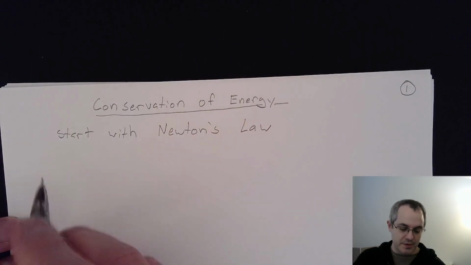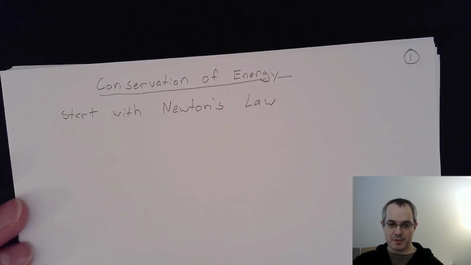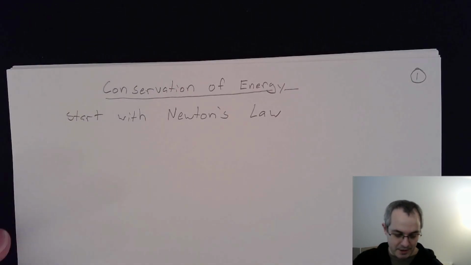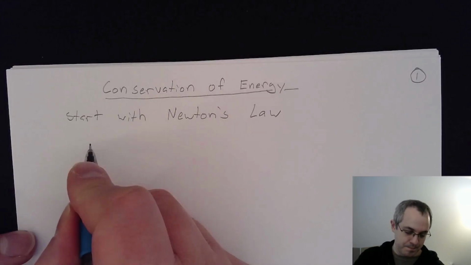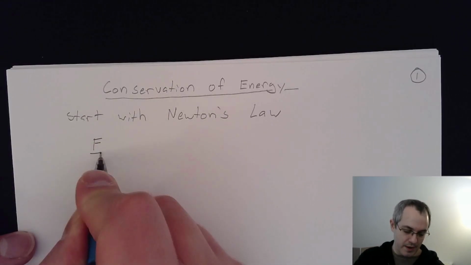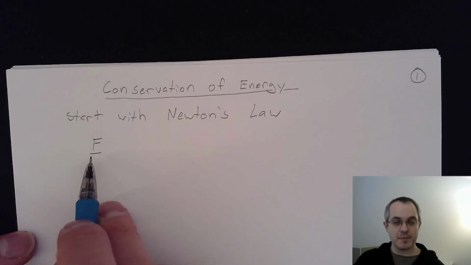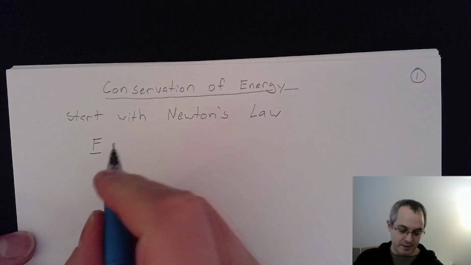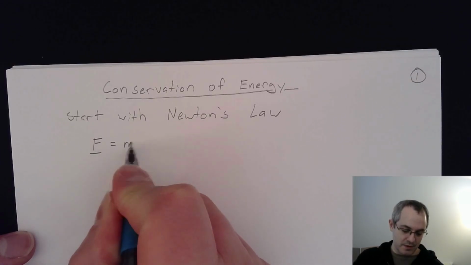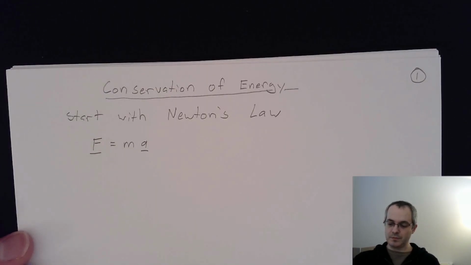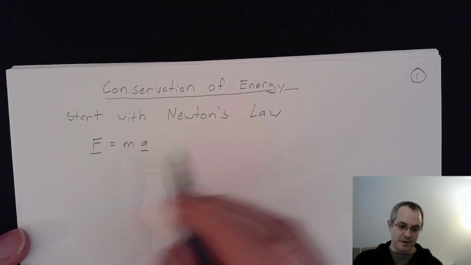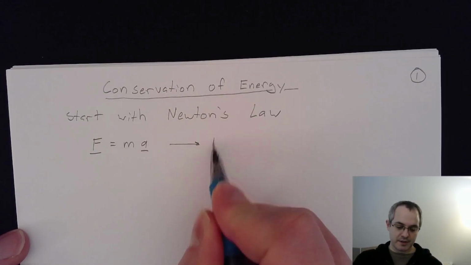I know there's multiple Newton's laws, so you might be wondering, which one? The one we're going to start with is F equals ma. And of course, those need to be vectors. I always indicate my vectors with a little underline. This will be F equals ma. And we're going to go from here to energy conservation.